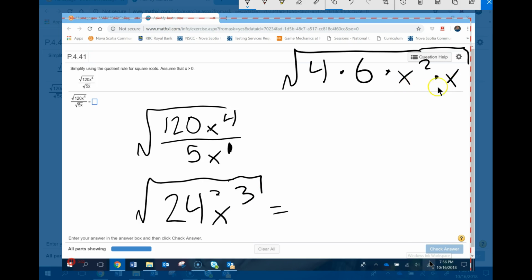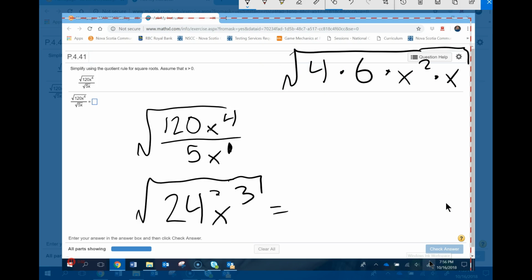And this is the reverse of the product rule. Remember that when we multiply two exponents with the same base, we add the exponents. I'm just doing the opposite of that, so I'm factoring it out. And basically with square roots, an even exponent is our biggest perfect square. So I'll geek out about that in a sec, but let's take this one down just to say.